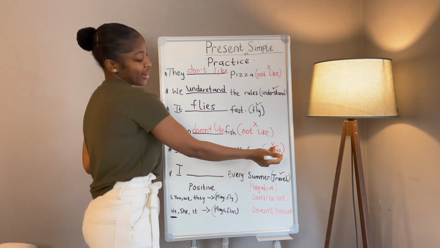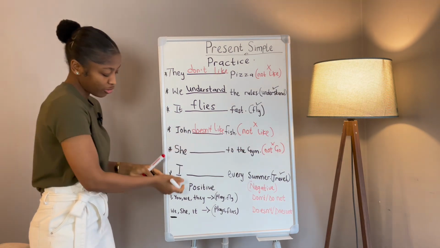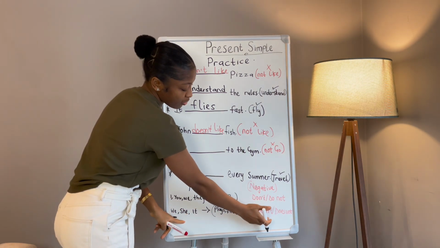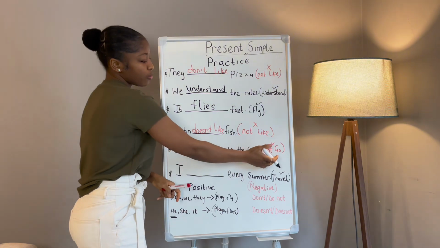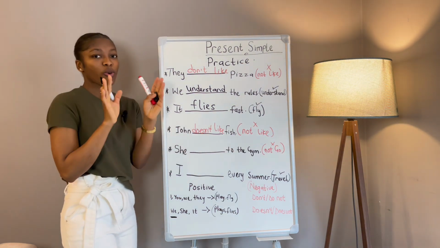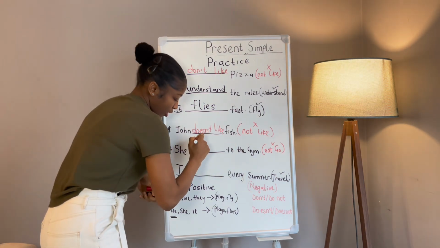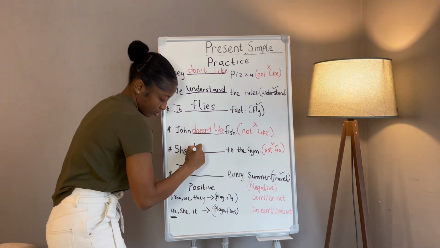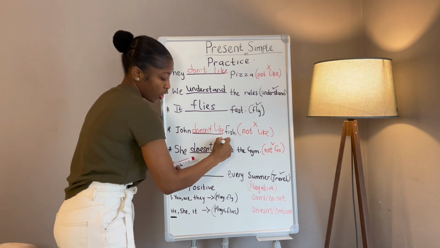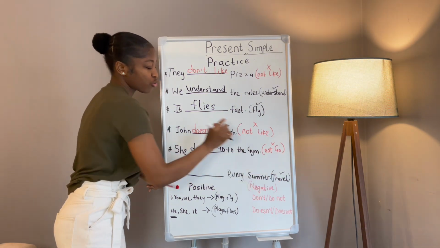This sentence is a negative sentence. And the subject here is she. So let's go back to the rules. She, in a negative sentence, we use doesn't or does not. The verb says go. Remember, in this case, we don't add s or ies again to the verb. So she doesn't go to the gym.